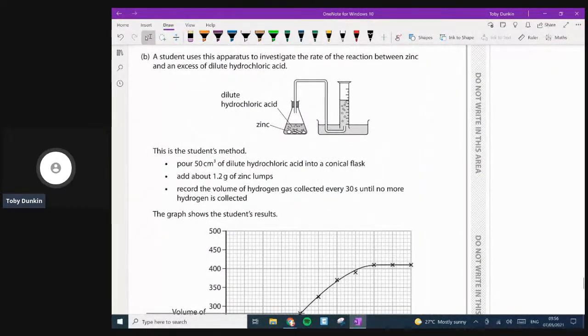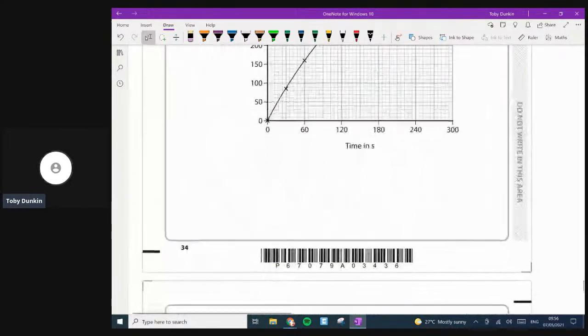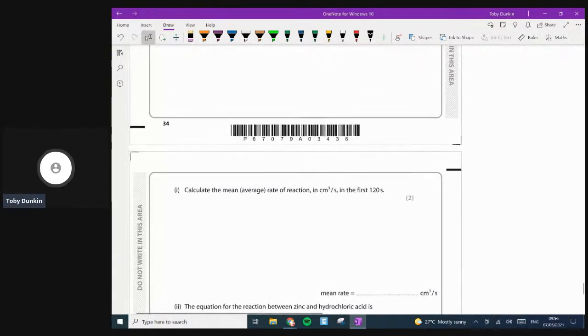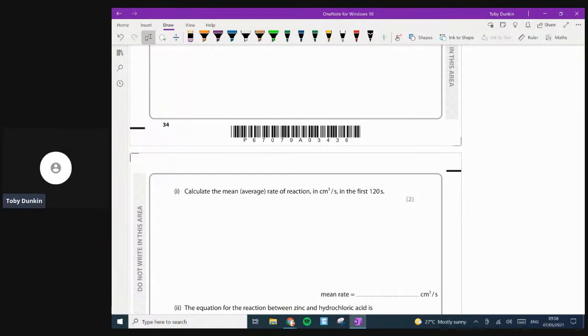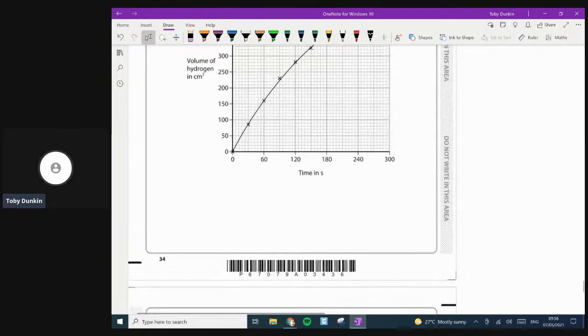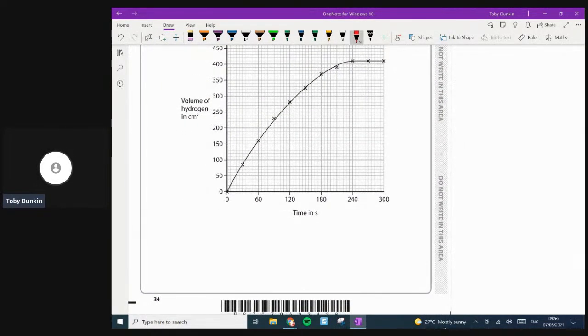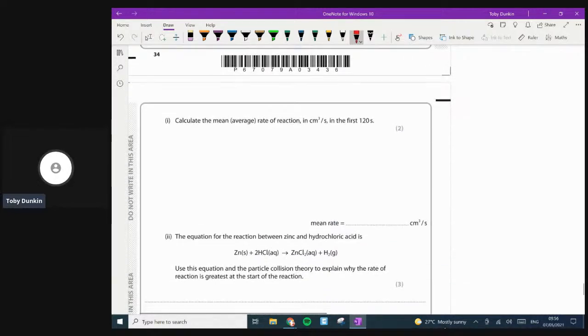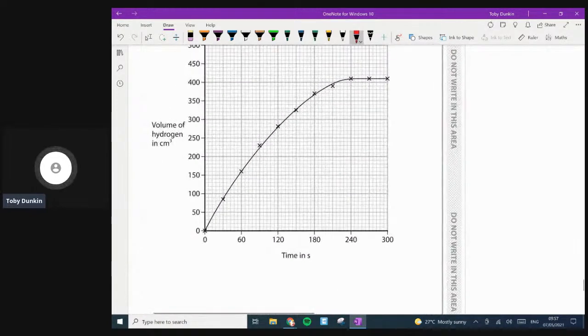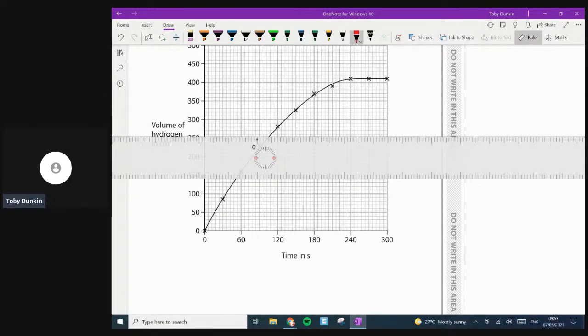Okay, carbon dioxide, reaction with carbonated acid, nice and easy. Calculate the mean average rate in the first 120 seconds. Right, so we know that rate of reaction, rate equals change in the concentration of product over a change in time. So in the first 120 seconds, ruler.